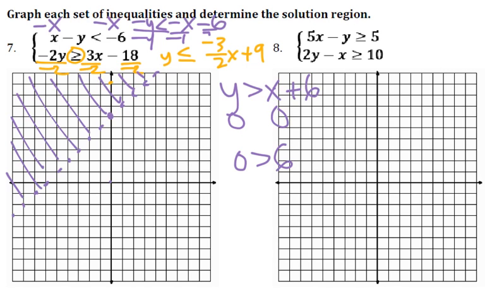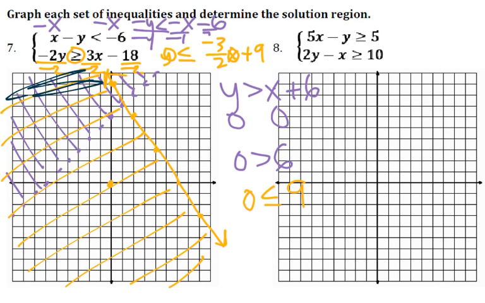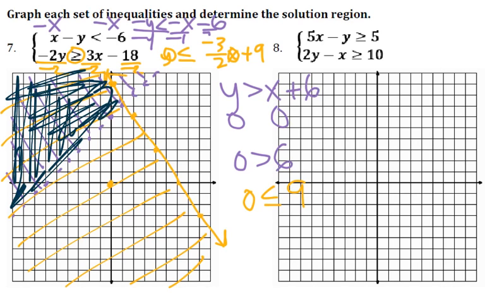For the other one, we go up to 9. Go down 3, to the right 2. It's a solid line, so we draw our solid line. Pick our test point 0, 0. 0 for x, 0 for y. Is 0 less than or equal to 9? Yes, that is true, so we shade here. So where do they overlap? That's our answer. So we shade that one in darker. This zone right here. And there's our answer for that one.